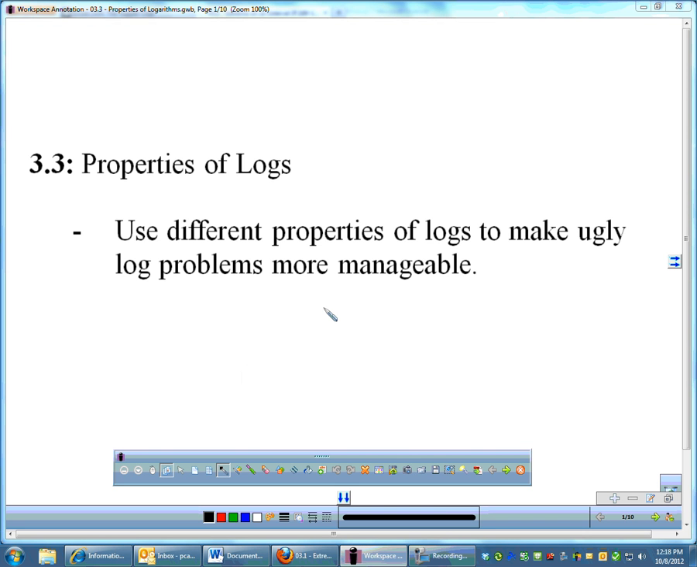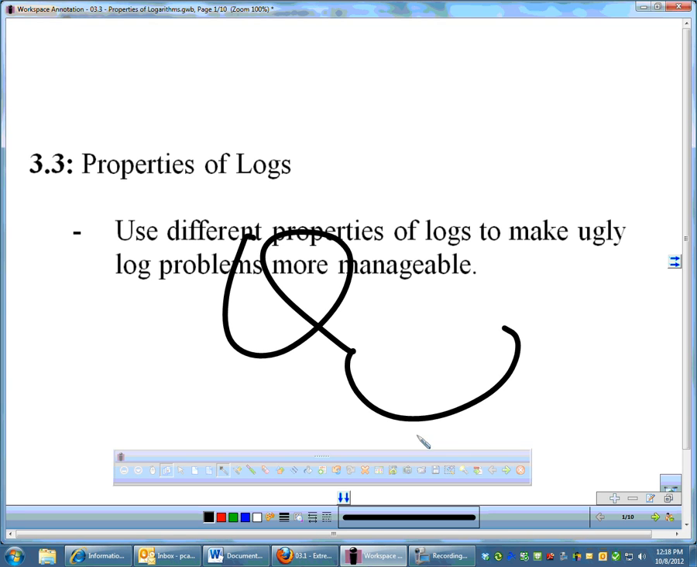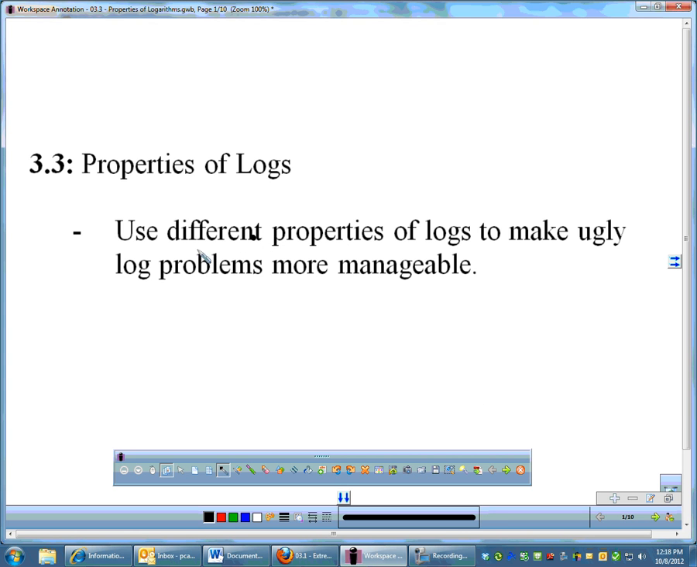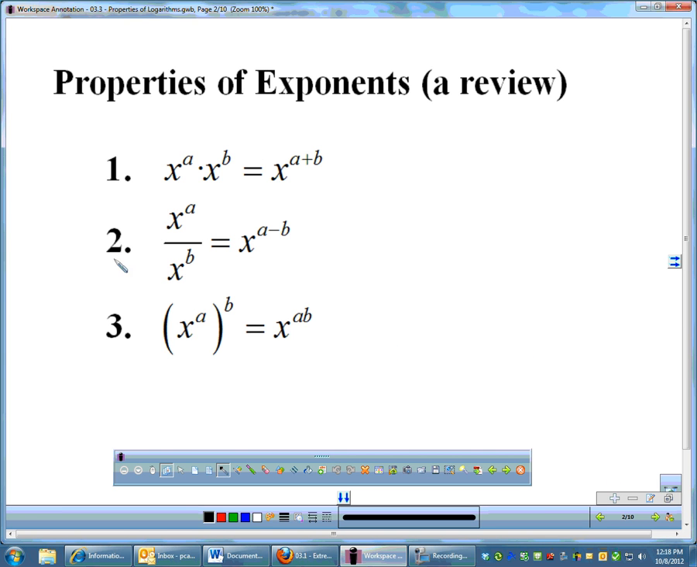Moving on with chapter 3, this is properties of logs. We're going to use different properties of logs to simplify log problems in general.